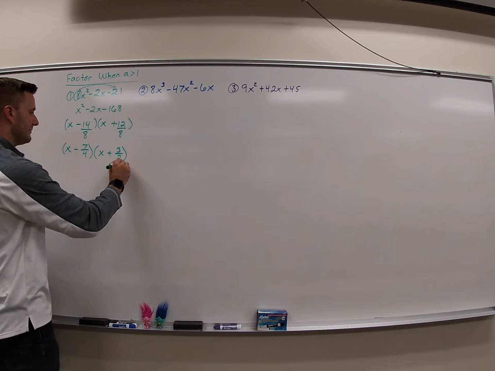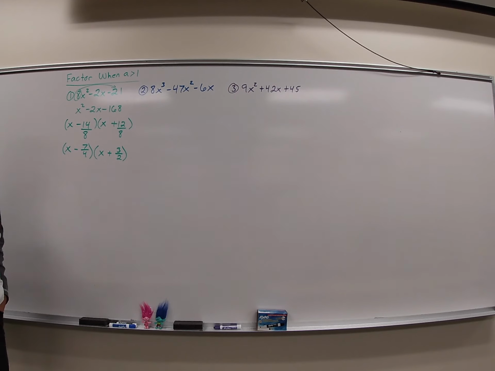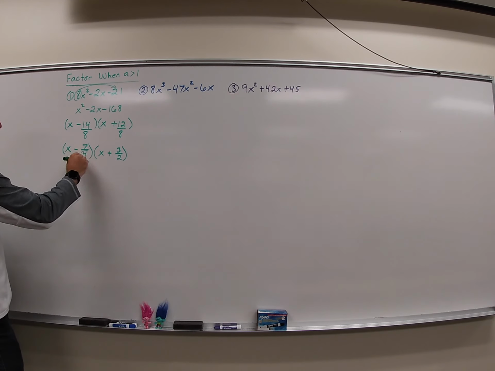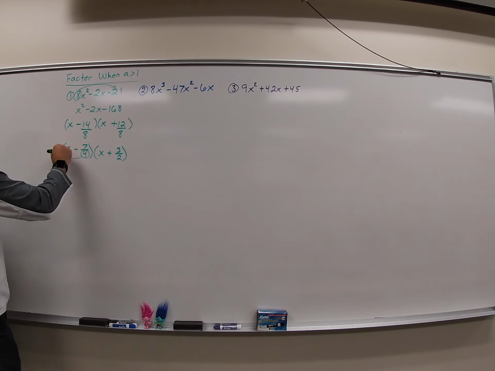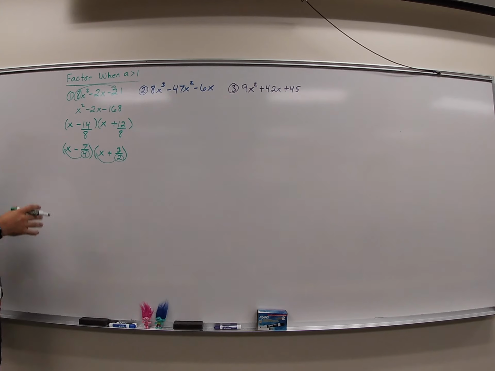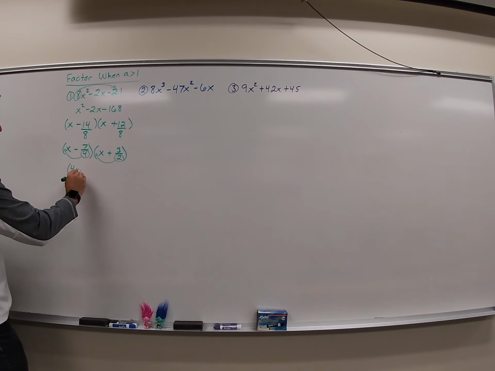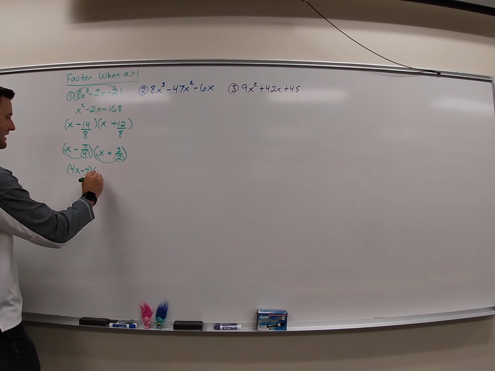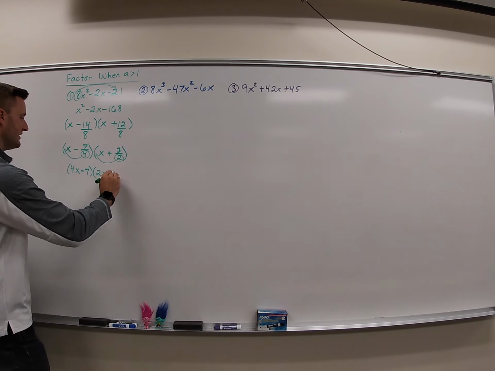Now, the final step in the Moyes method, and we are done, is whatever your denominator is, you're going to bring that out in front. And that is the last step, and you are finished. So whatever your denominator is, you're going to bring that out in front. So our final answer is 4x minus 7 times 2x plus 3.